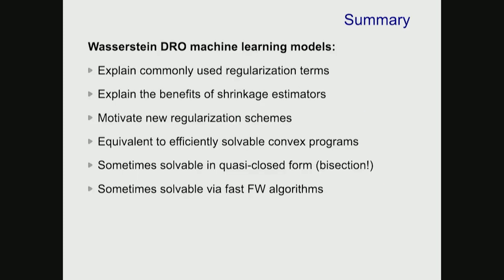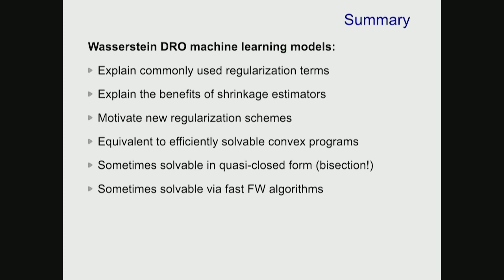Okay, so that brings me finally to the end. Some key takeaways about applications of Wasserstein distributionally robust optimization in machine learning could be summarized as follows. So this DRO approach explains many commonly used regularization terms in regression and classification, and thereby gives them probabilistic interpretations. It can also explain why shrinkage estimators are useful, right? They emerge also as solutions of some robustified estimation problems.